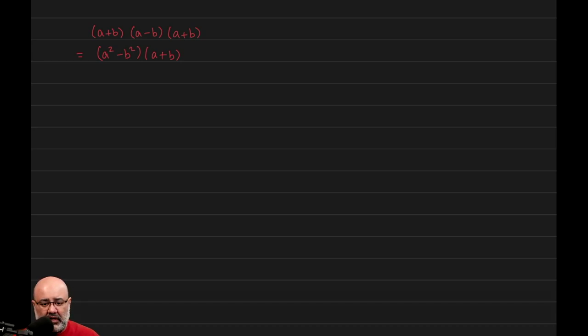Well, this is just the foiling problem now. So just as we've done before, we multiply a squared by a plus b, and we multiply b squared by a plus b. A squared times a is a cubed. A squared times b is a squared b. Minus b squared times a, it would just be ab squared. And then b squared times b would be b cubed.